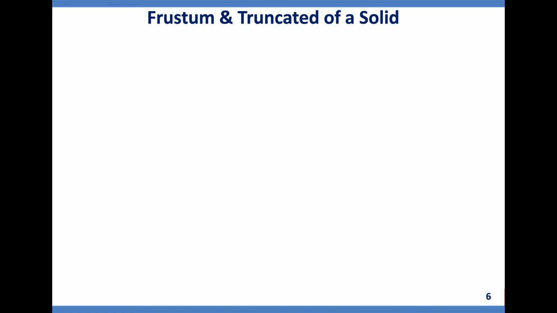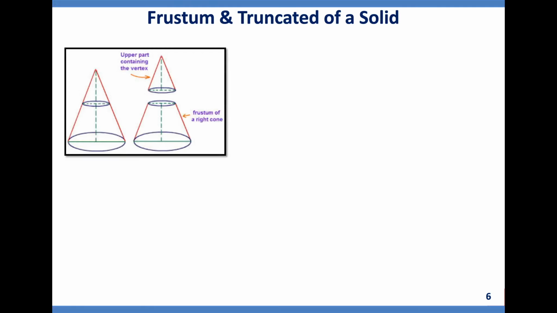then frustum and truncated solid. I have taken a cone. Then if you cut the cone by a plane which is parallel to HP and perpendicular to VP, the upper part containing the vertex is removed, and the bottom part is called the frustum of a right circular cone. This is the retained portion.